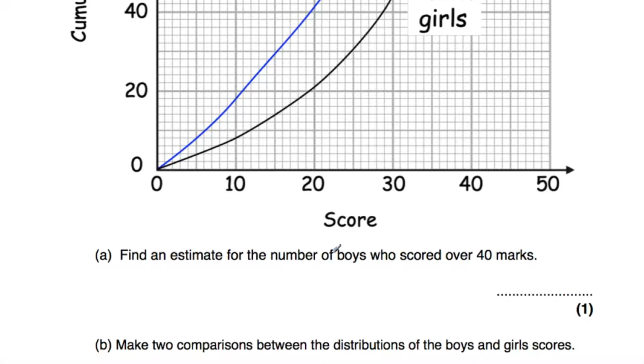So we want to find how many boys scored over 40 marks. We're going to go from 40 marks up to the boys curve and across. Whatever number you get will be how many boys scored less than 40 marks, and then the number of boys above that will be how many boys scored over 40 marks. So let's work that out.